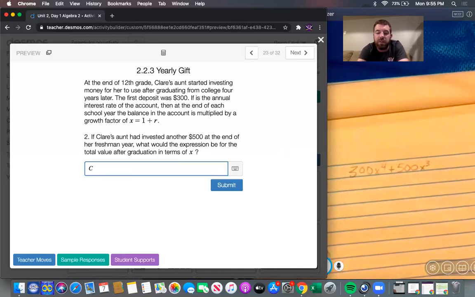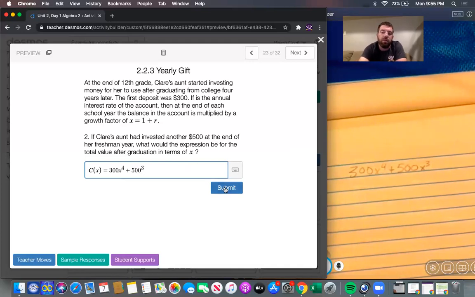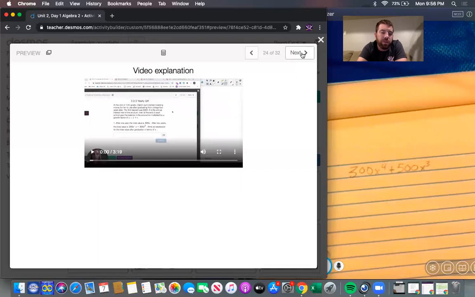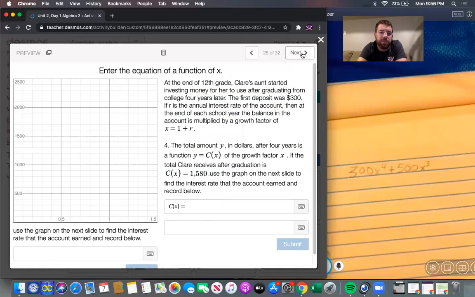So let's call this, again, the Claire function. So c of x equals your 300x to the 4th, and then you're going to add the 500 that is growing for 3 years. And so now that is our new function, because it's only growing for 3 years since it was after her freshman year.